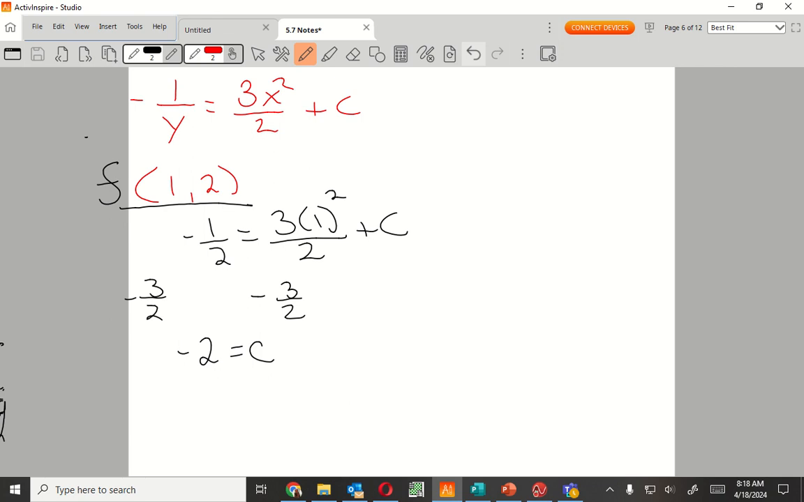Now let's fill it in. So let's put it back into the equation, and that's going to give me f of 1 comma 2 is equal to my negative 1 over y equals 3x squared over 2, and that's going to be minus 2.